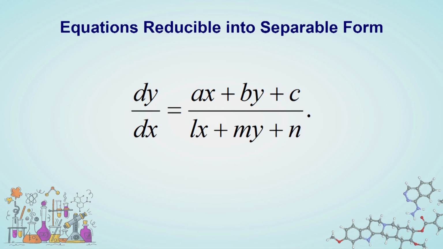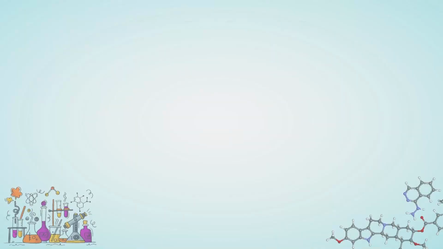Equation reducible into separable form. This is another example of reducible into separable form. Again here a/l and b/n. Simply we substitute these variables for the case a/l = b/n. The next case may be a/l not equal to b/n. We can simply substitute these terms and reduce into separable form, and again by applying the separable method we have the solution.